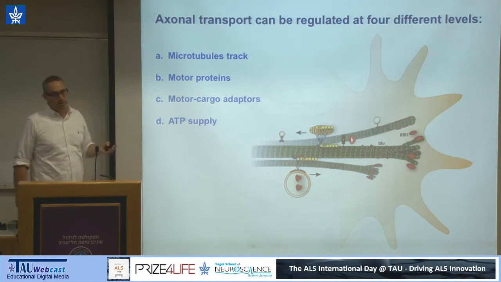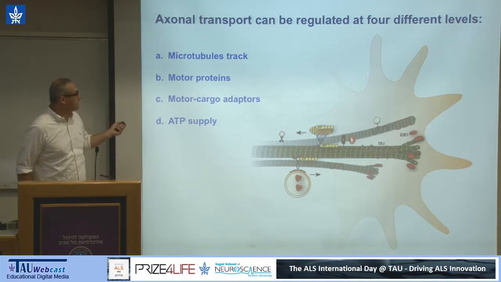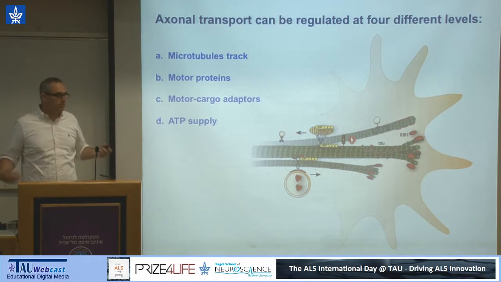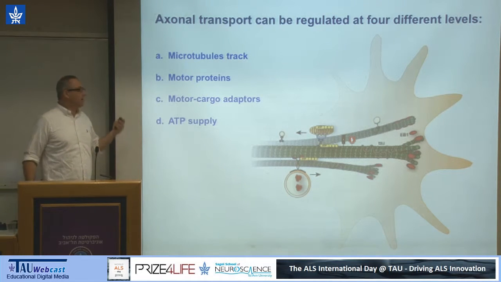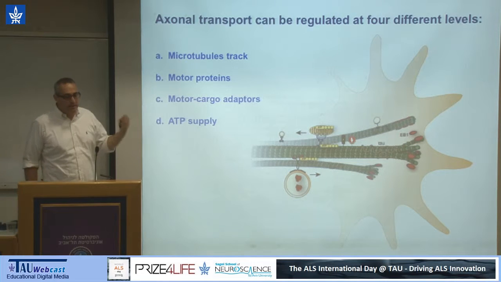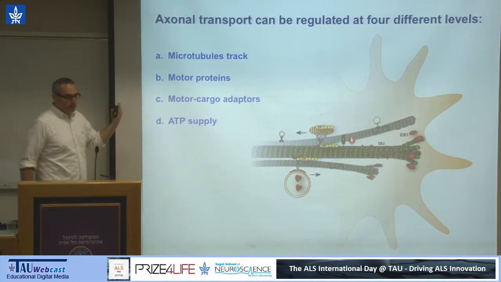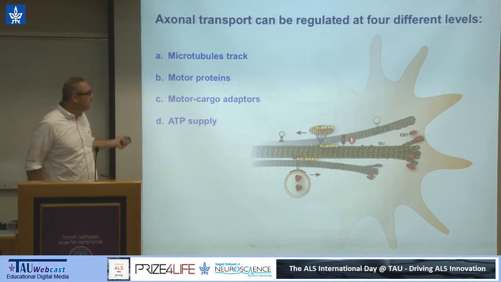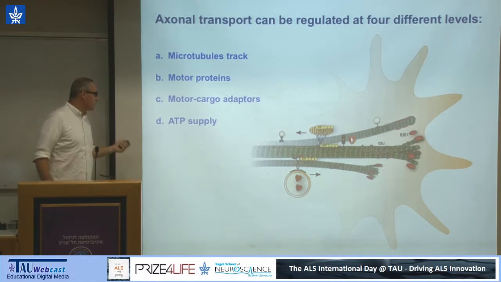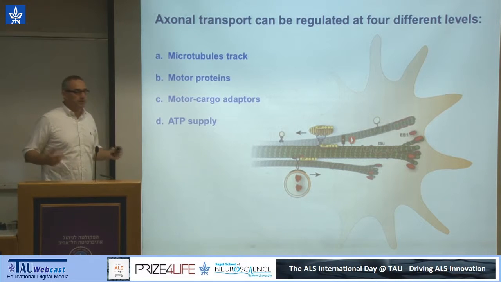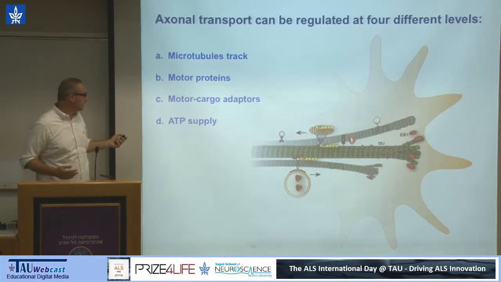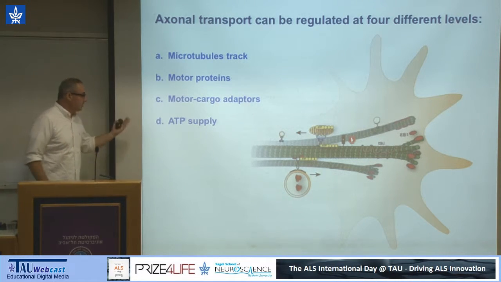We know that there are neurodegenerative diseases because of mutations in the microtubules or the microtubule mechanism. We know that mutations in dynein and kinesins can lead to motor neuron disease. We know that different adaptors like Crab, Huntingtin, and others can lead to neurodegenerative disease. And we all know that differences in mitochondria localization and dysfunction can lead to alteration in ATP.